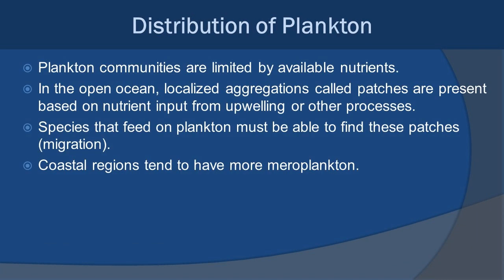So I'm just going to make a few notes on the distribution of plankton in general in the ocean. We're going to go into this a little bit more in depth, especially in terms of phytoplankton, in the next lecture. But first of all, plankton communities are limited by available nutrients. It's a big thing. We actually mentioned this, I think, in the previous lecture too. So in the open ocean, you're going to have localized aggregations or patches based on where there's nutrients coming from, wherever the source, generally some sort of upwelling.